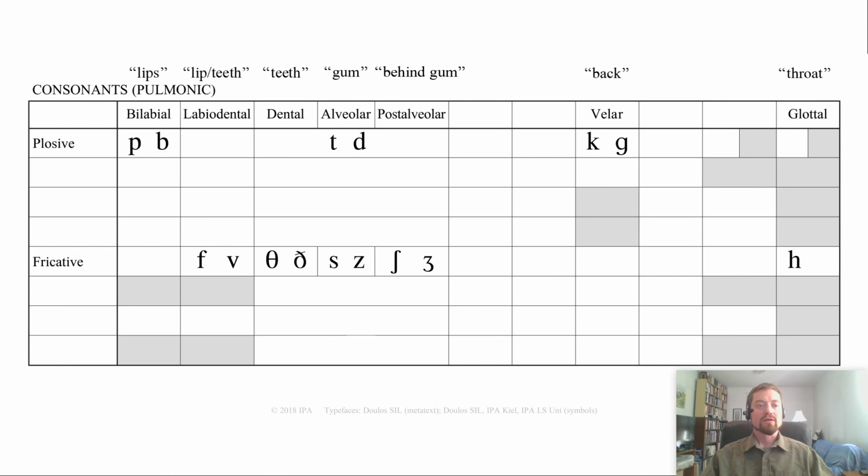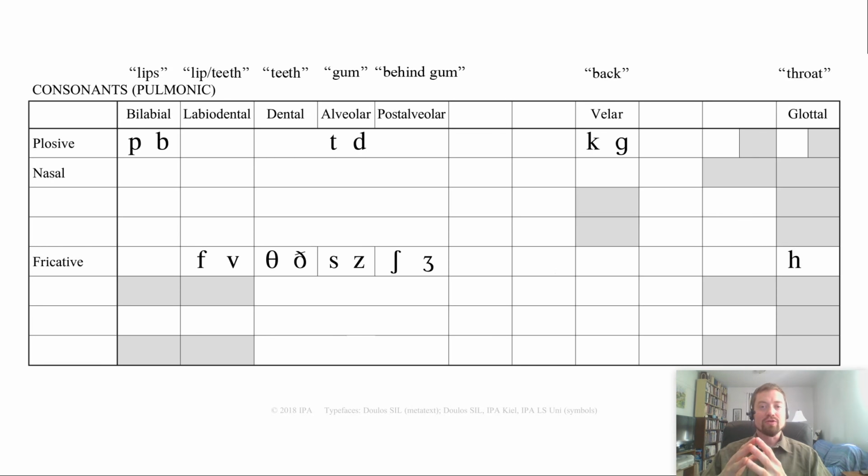So if you remember, the rows of the table represent different ways of producing a closure. And so the second row below plosives is called nasal. Now, this is very similar to plosive because it involves a full closure. In fact, what you are doing with your mouth will be the same between the plosive and the corresponding nasal. The difference is that with a plosive, you make the full closure and then you push air past it and explode it open.